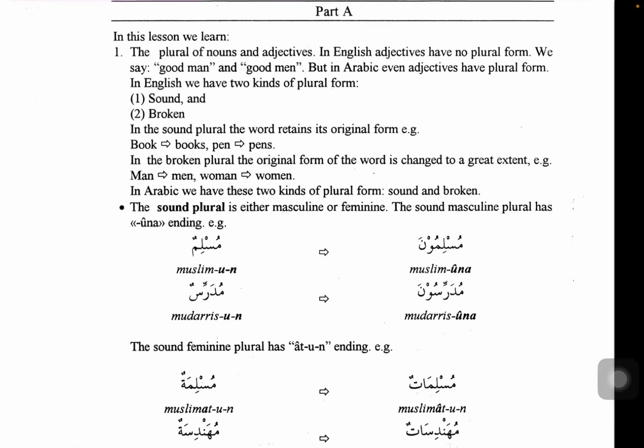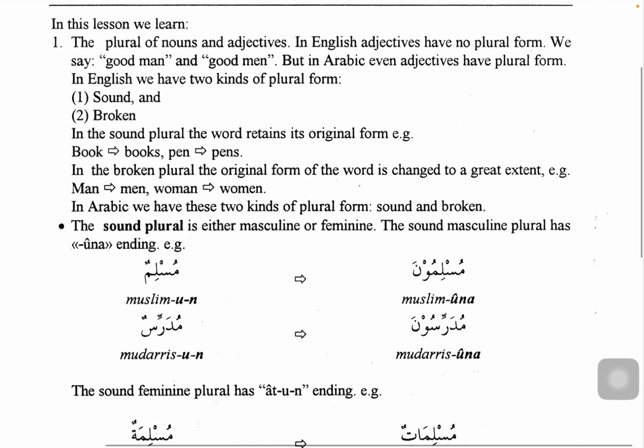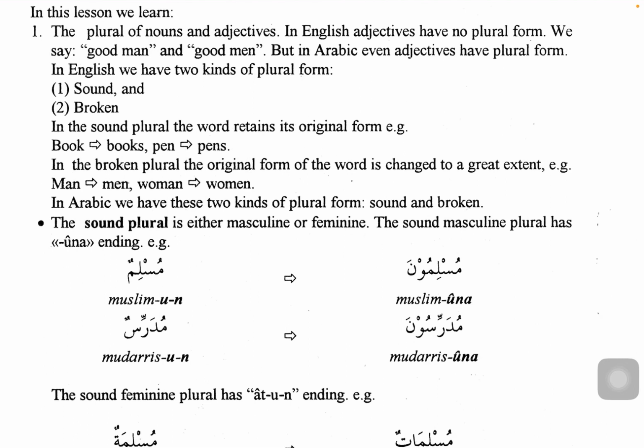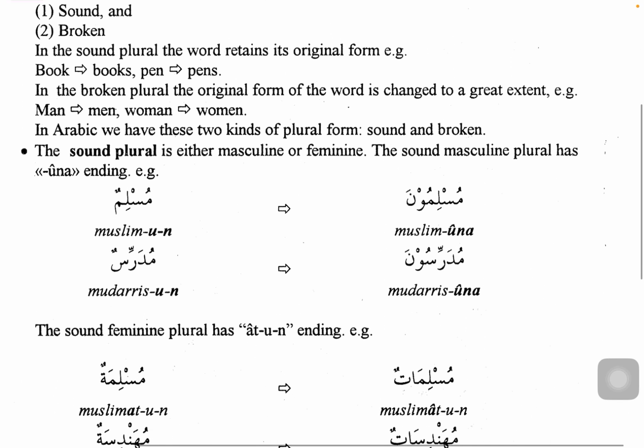In English, we have two kinds of plural form. Number one, sound, and number two, broken. In the sound plural, the word retains its original form. For example, book, books, pen, pens. In the broken plural, the original form of the word is changed to a great extent. For example, man, men, woman, women. In Arabic, we have these two kinds of plural forms, sound and broken, as we introduced in our previous lesson.